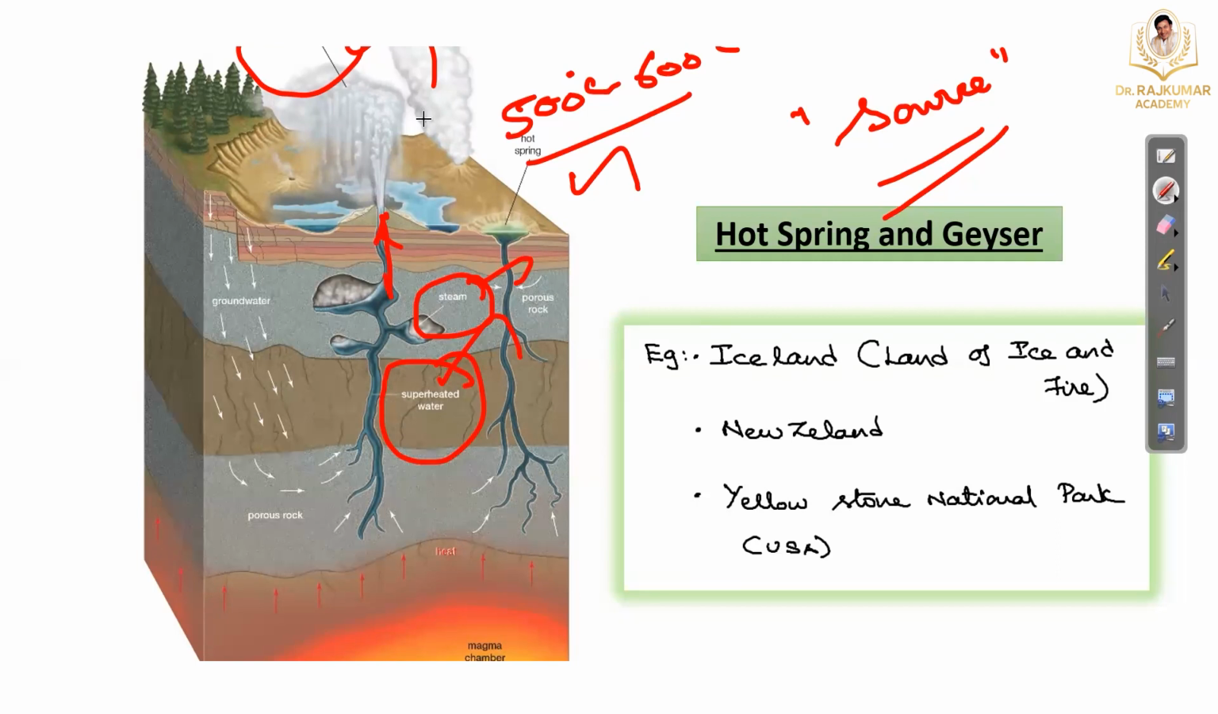Warm water streams, ponds or riverlets. Pond, lake, pond or riverlet. Small rivers are called riverlets. Warm water streams, ponds or riverlets, right? Small rivers are called what? Riverlets. Riverlets are called hot springs.